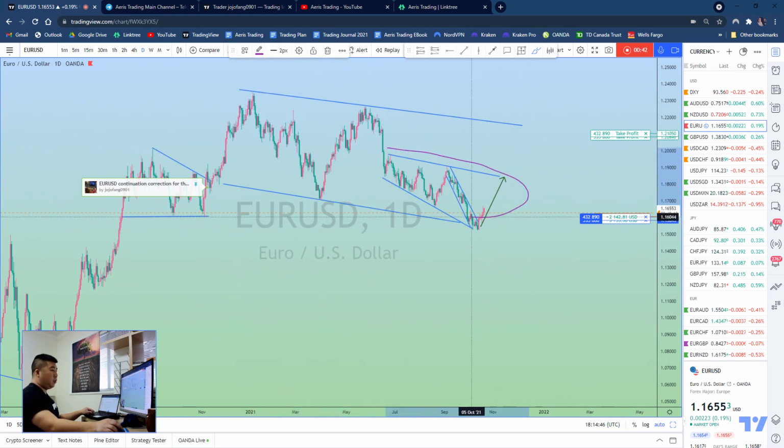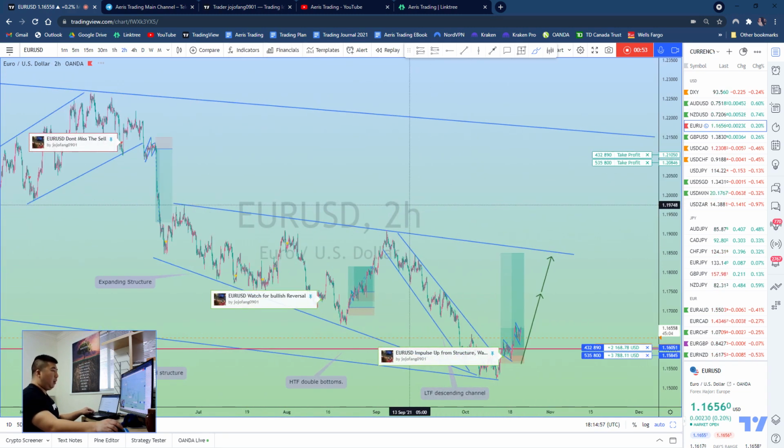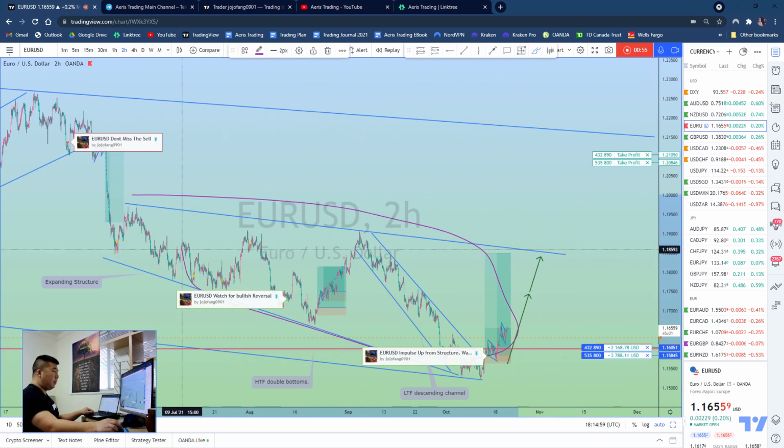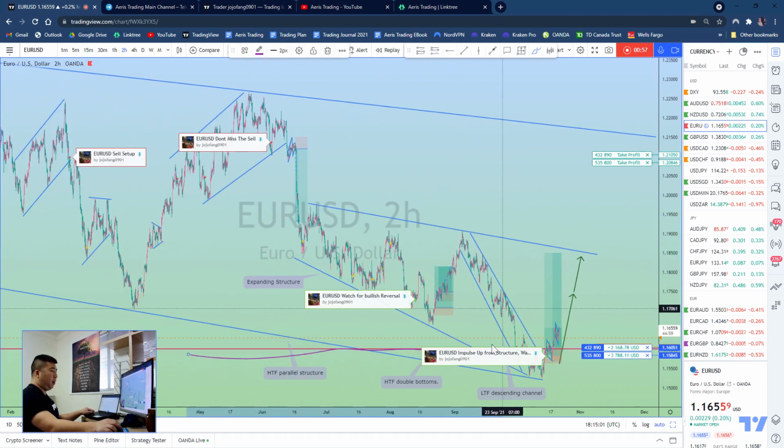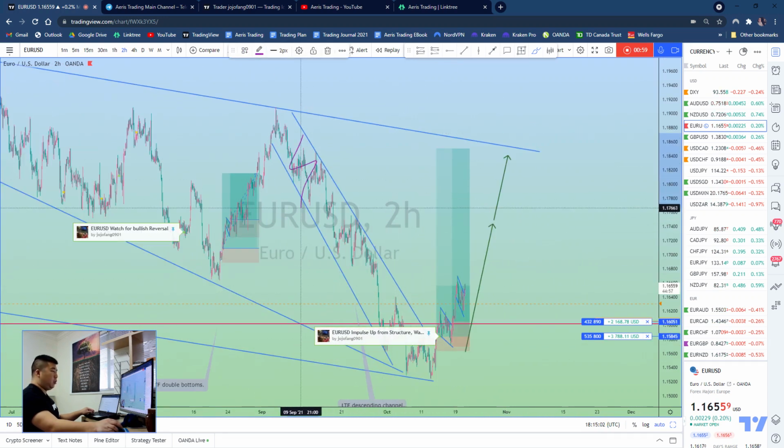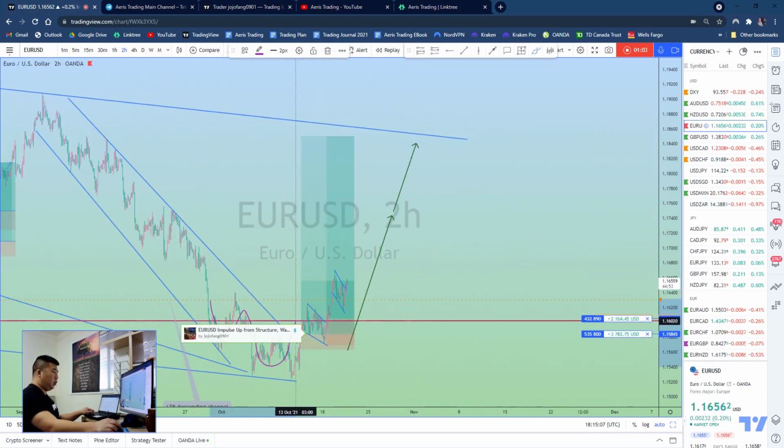And we also have structures within structure. We have this expanding structure correcting the price down to the bottom here. And it's all looking like we can have a bullish up move from the bottom. Now, if we look at the lower time frame here, we have the expanding structure, we also have the higher time frame double bottom, and we have this descending structure correcting the price down to the low here. And at the end, we have the inverse head and shoulders breaking up from the descending structure.